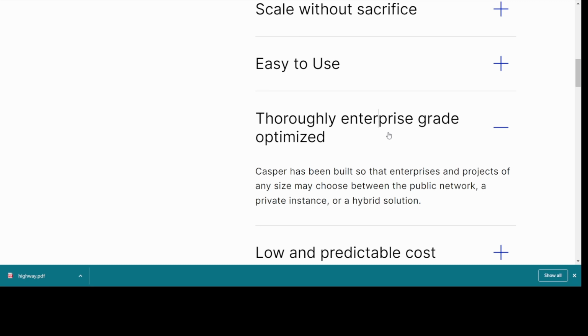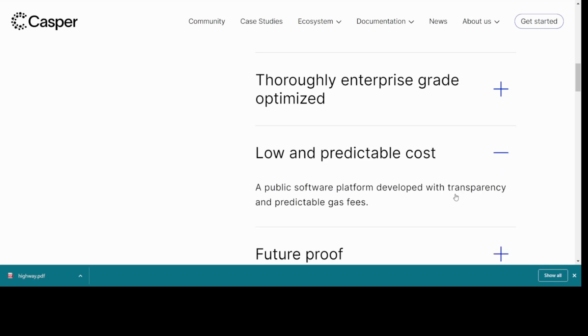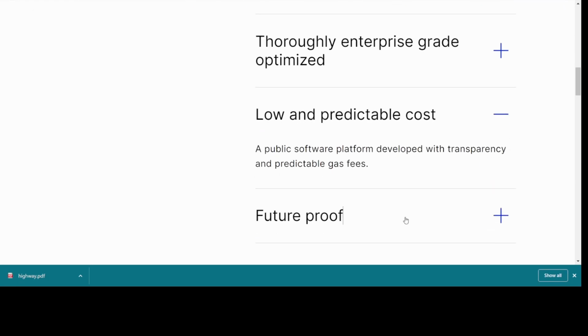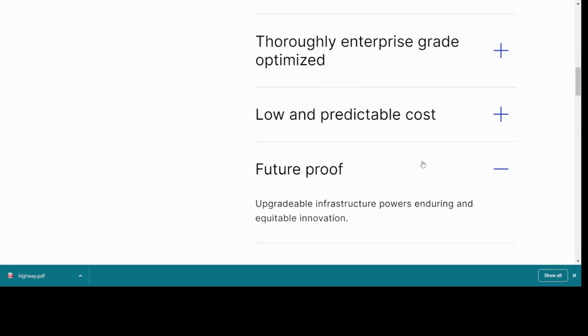It's optimized to be enterprise grade. So Casper is built so that enterprises and projects of any size can choose between public and private networks, making it a hybrid solution. The fees when conducting transactions are very low and predictable. And overall, it's future-proof, so as time goes on, it's going to scale and become more efficient.